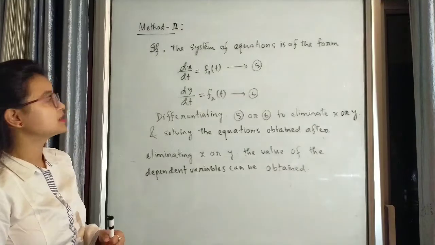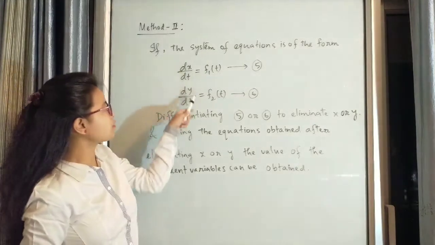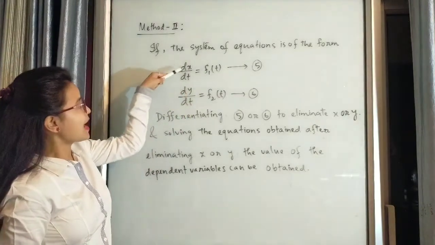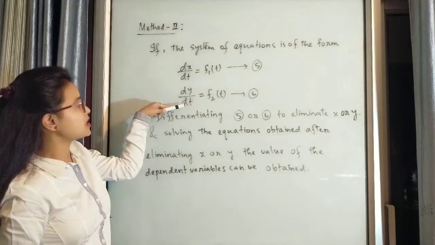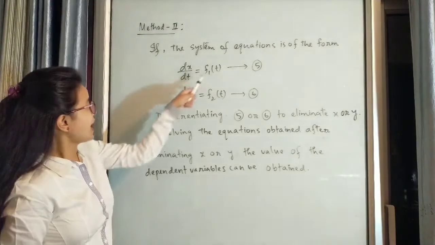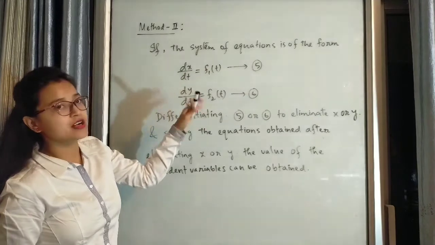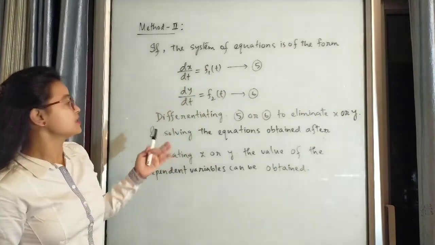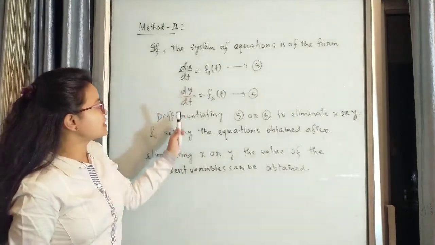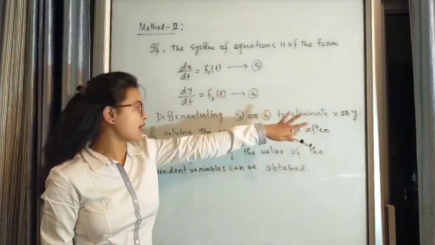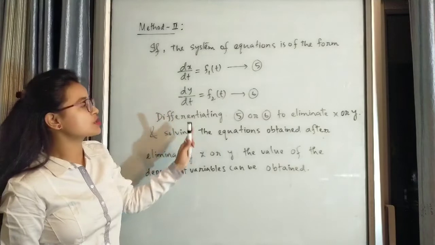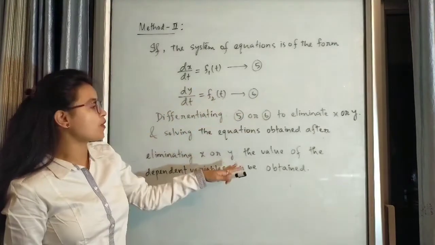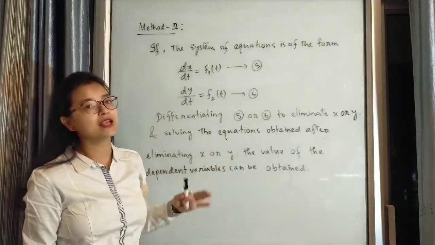In the second method, if the system of equations is of this form, here I am taking x, y as 2 dependent variables, t as the independent variable, and the right side functions f1(t), f2(t) are functions of the independent variable t. Then to obtain the solutions, first you have to differentiate 5 or 6 to eliminate x or y. Then solving the equations obtained after eliminating x or y, the values of the dependent variables we can easily obtain.